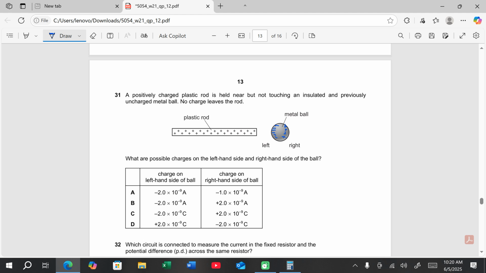In A, both are negative, that's not possible. In D, it is positive on the left and negative on the right, that's also not possible. But for B and C, on the left-hand side it is negative, and on the right-hand side it is positive. But the problem is that amperes are not the unit of charge; it is the coulombs. So it has to be C.